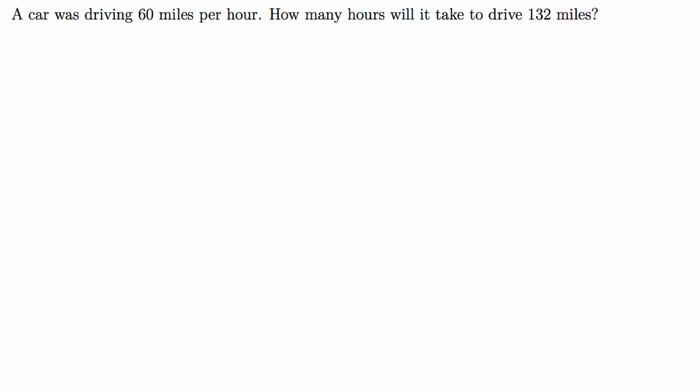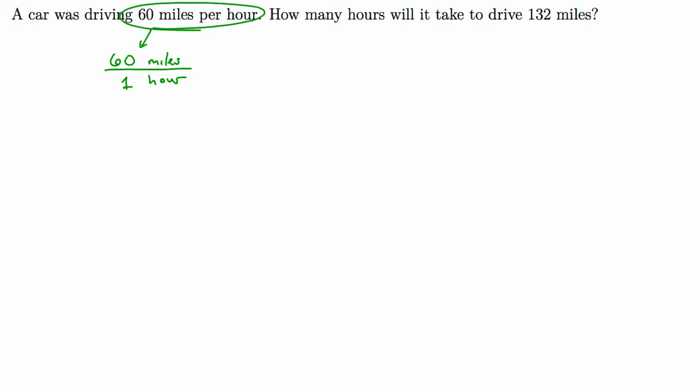The second thing is that in being given the speed of the car, 60 miles per hour, we're being given a ratio. 60 miles per hour is a ratio, a comparison, 60 miles compared to 1 hour. As we go through and solve the rest of the question, this ratio will become crucial to our work.